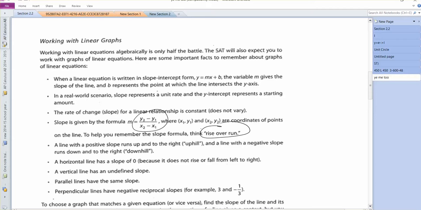We'll do some examples, and again, slope is change in y over change in x, rise over run. Some other things that are good to know: positive slopes run uphill. Negative slopes run downhill. Horizontal lines have no slope because there's no change in y. Vertical lines are undefined because there's no change in x, and hence you divide by 0. Parallel lines always have the same slope. They rise and run the same way. Perpendicular lines have negative reciprocal slopes. Examples are 3 and negative 1/3.